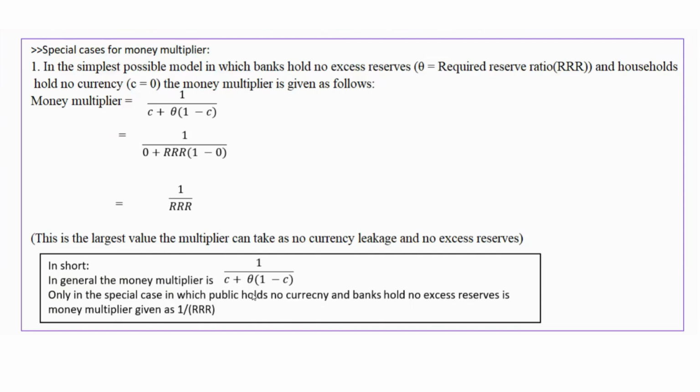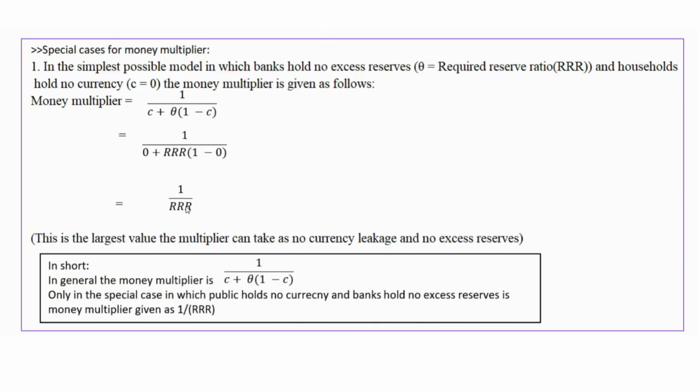So in general, the money multiplier is 1 by C plus theta (1 minus C). Only in the special case in which banks hold no excess reserves, so theta is equal to the required reserve ratio, and households hold no currency, so C is equal to 0, does the money multiplier simply simplify to 1 by required reserve ratio. So this is the money multiplier only under a special case, in which two assumptions hold: banks hold no excess reserves and households hold no currency.